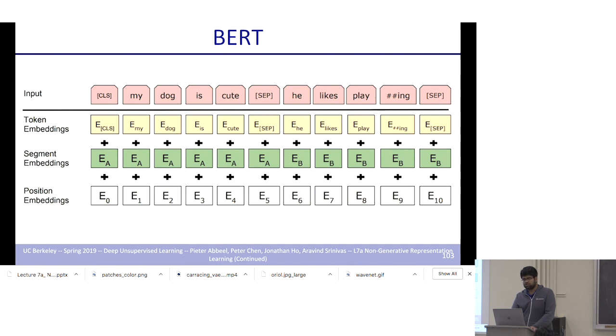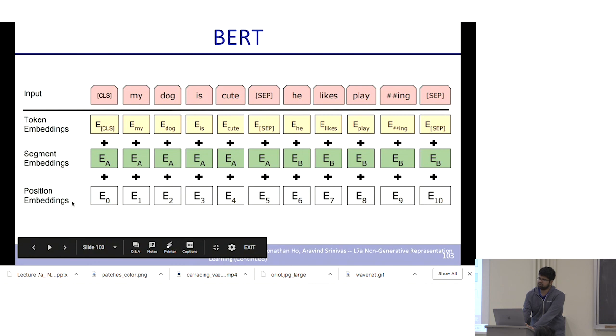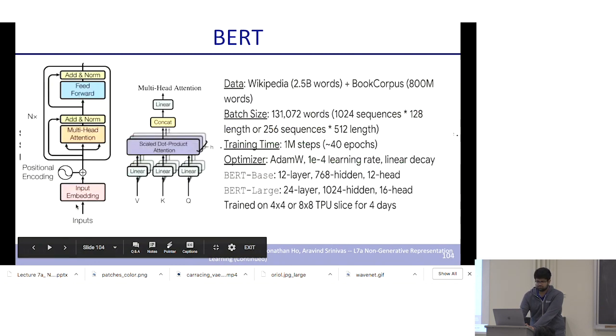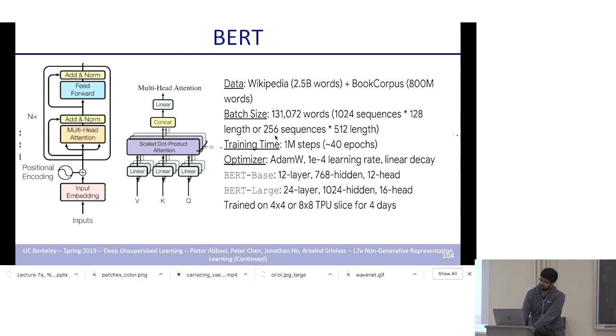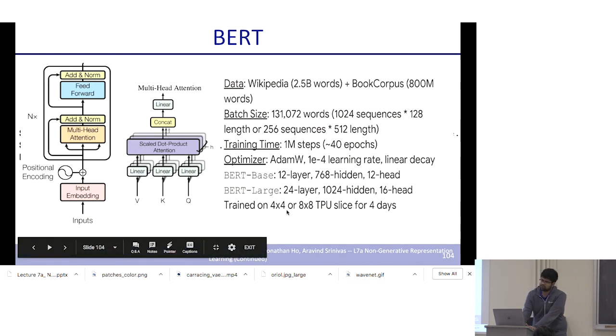And these are the embeddings for the words. So this is a word level model. You take the token embeddings, some segment embeddings, and I actually don't know how it's implemented. You can check out the paper. Then the position embeddings that regular transformers use. The data set is Wikipedia and book corpus. Batch size is 1,024 sequences, where each sequence is 128, 256, or 512 length. Then you have a training time of 1 million steps. They train it on TPU pods for 4 days, and the architecture is the same as the original transformer.